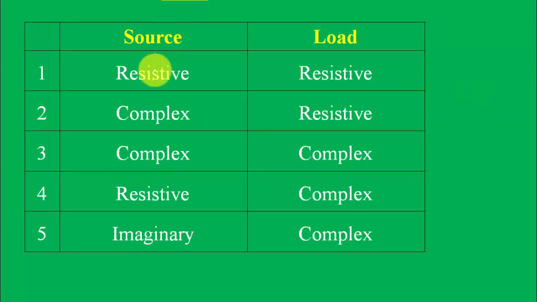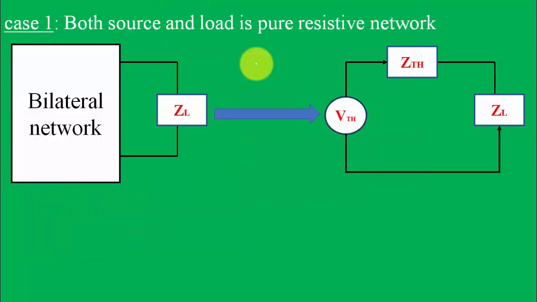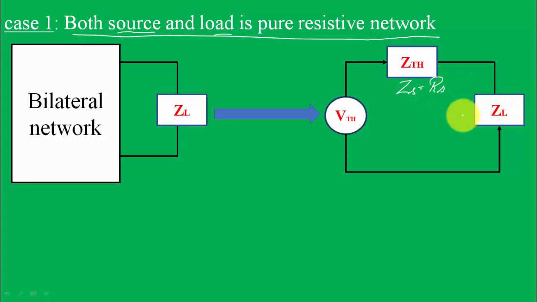So we will be having several cases. All these cases we need to discuss with respect to the maximum power transfer theorem. Case 1, if both source and load are a pure resistive network. So the source impedance I am going to call ZS, which is equal to RS, because it is a resistive network, and a load impedance or a load resistance I am going to represent by RL.